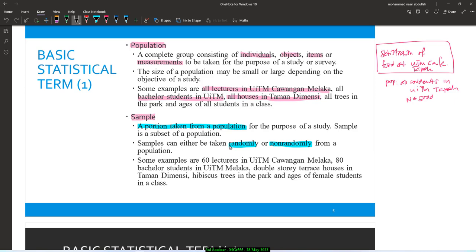So kalau kita tengok example dekat sini, there are 60 lecturers in UiTM Cawangan Melaka. So kita population all lecturers, sample kita ambil 60 saja daripada semua lecturers di UiTM Cawangan Melaka. So 80 bachelor students in UiTM Melaka, double story terrace houses in Taman Dimensi, right? So imagine in Taman Dimensi we have many types of houses, let's say single story, double story, ada bungalow, right? So we are selecting double story saja. So that is what a sample is.